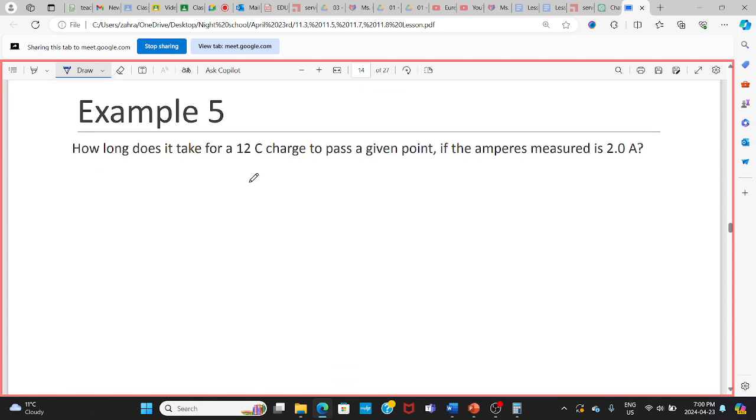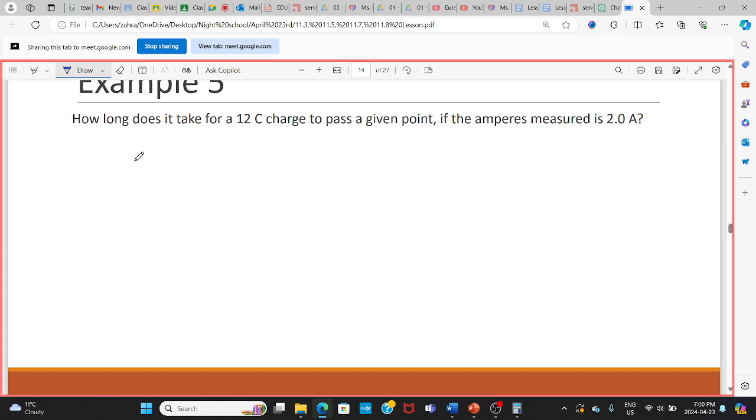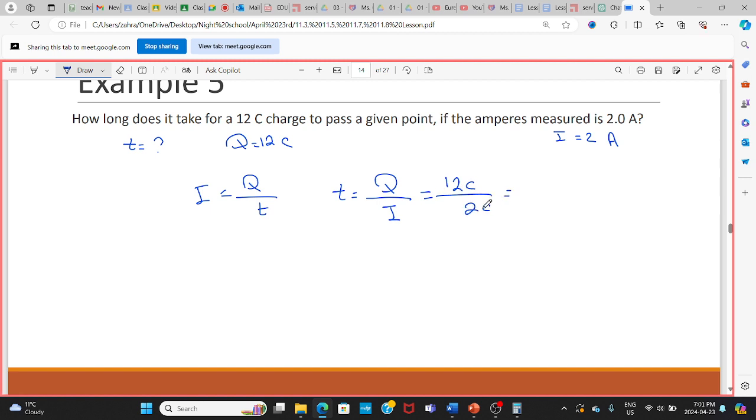How long does it take for a 12 coulomb charge to pass a given point if the ampere measure is 2 amp? Okay, we're looking for time. For a 12 coulomb charge, so we have Q is 12 coulomb. The ampere measure is 2 amp, so I is 2 amp, right? So knowing I is Q over time, and you're looking for time, it's going to be Q over current. Q is 12 coulomb, I is 2 amp. If you divide that, it gives you seconds, right? Of course, 12 over 2 is 6 seconds.